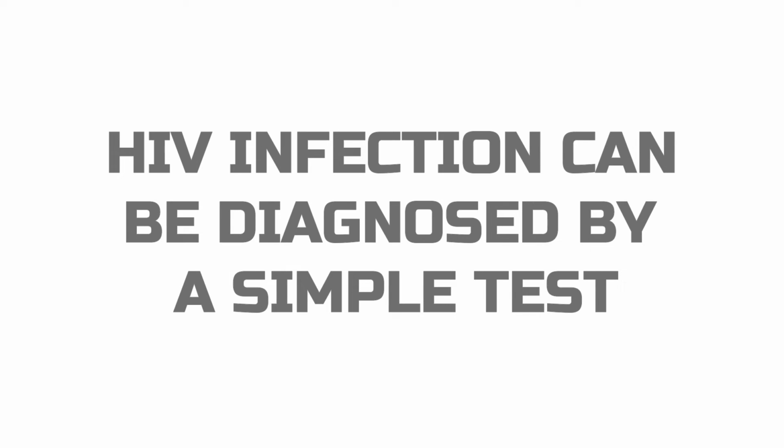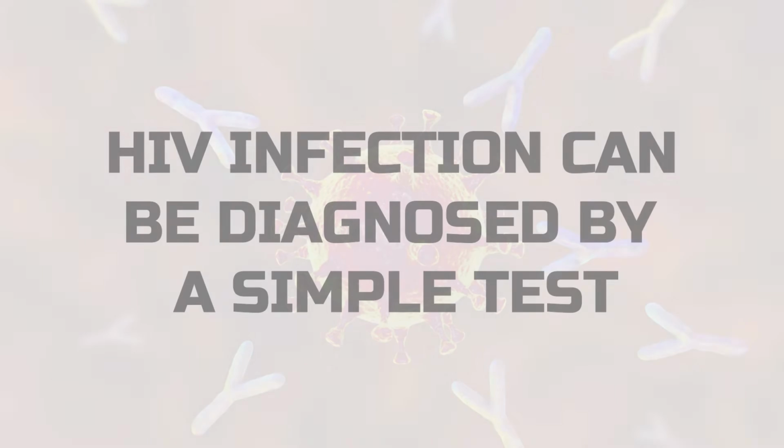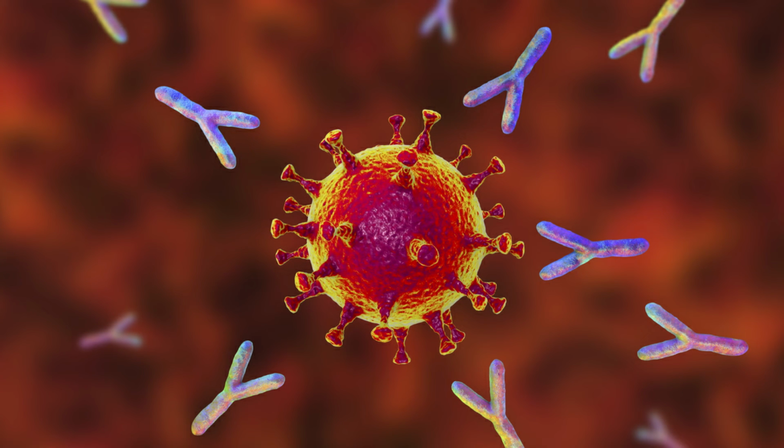HIV infection can be diagnosed by a simple test. When HIV is transmitted, the immune system produces antibodies against the virus. A blood or saliva test can detect these antibodies to determine if the virus is present. The HIV antibody test can take several weeks after transmission to give a positive result.